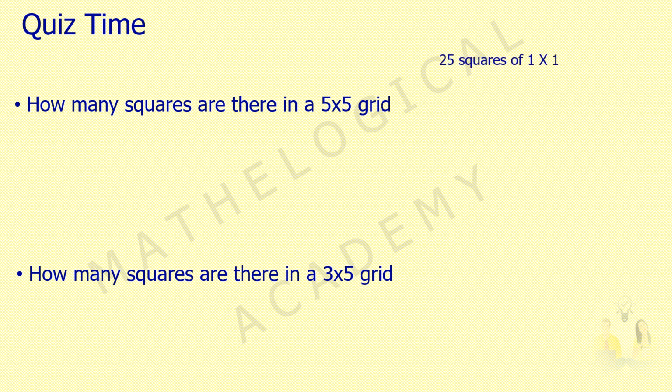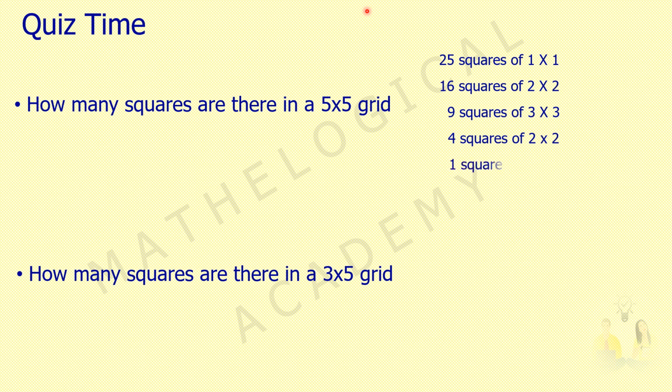We'll have 25 squares of 1 by 1 because it is a 5 into 5 grid. The whole square just lower than 25 is 16. So we'll have 16 squares of 2 by 2 of the next size. Similarly, 9 squares of 3 by 3, 4 of 4 by 4, 1 of 5 by 5. Total 55 squares. Next question, how many squares are there in a 3 by 5 grid?